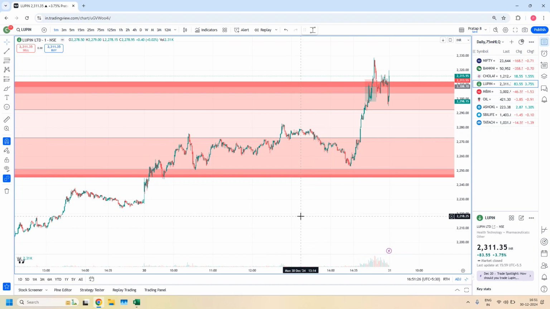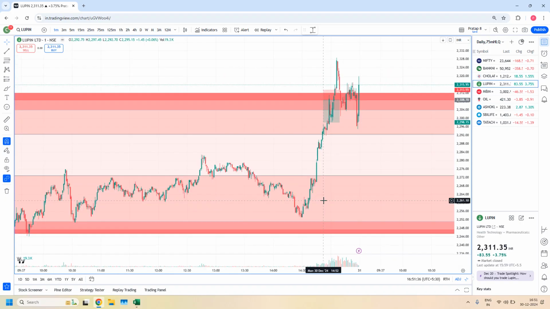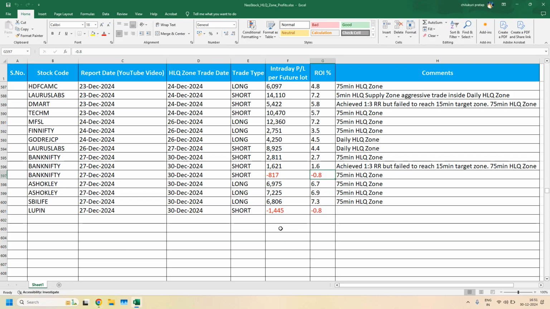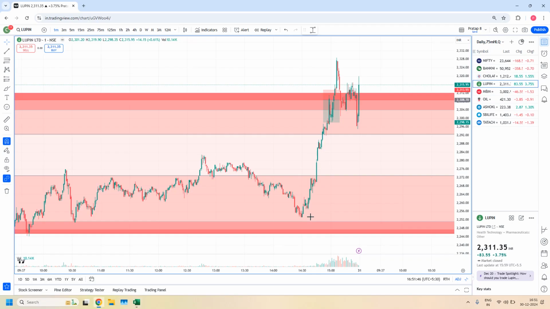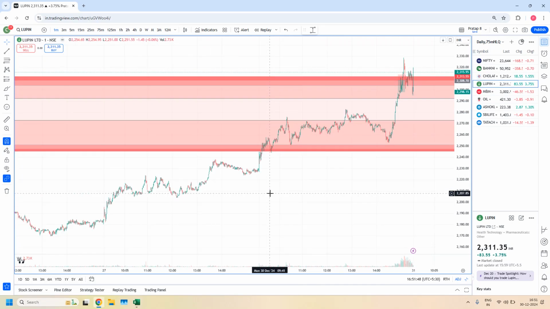The rules are the same. We keep on taking the trades until the zone is violated. The first time it is violated, it is a clear loss for us. That's a failure. Loss means it's a failure. From a performance evaluation point of view, we are considering the failures of the zones. All these red colors are failures of the zones. Okay, this is about Lupin.